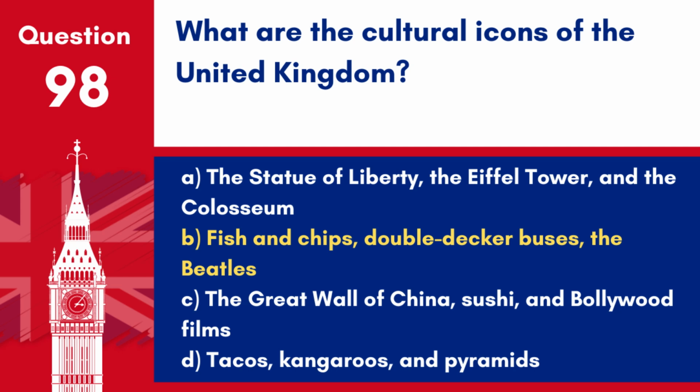Answer: B. Fish and chips, double-decker buses, the Beatles. These are some of the cultural icons that represent the UK, recognizable globally and representing significant aspects of British life and contributions to global culture.